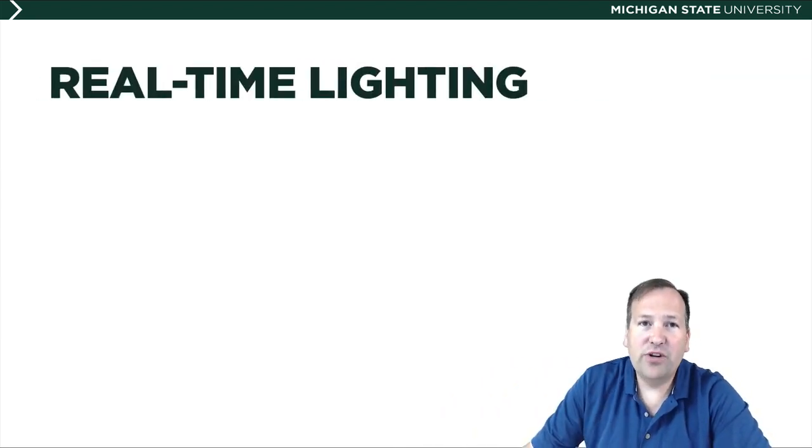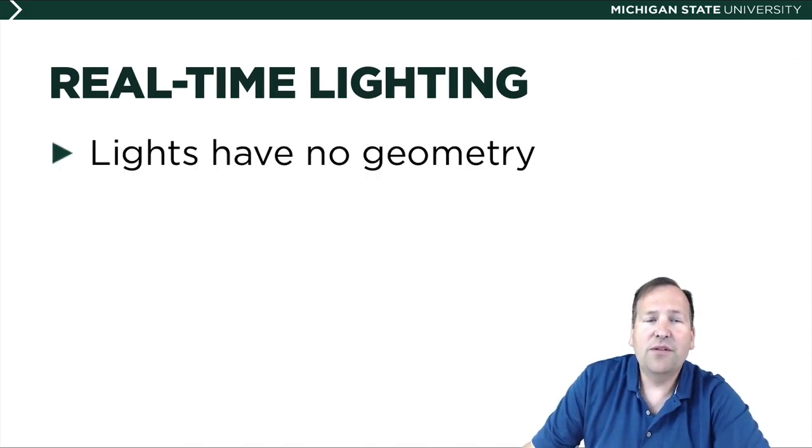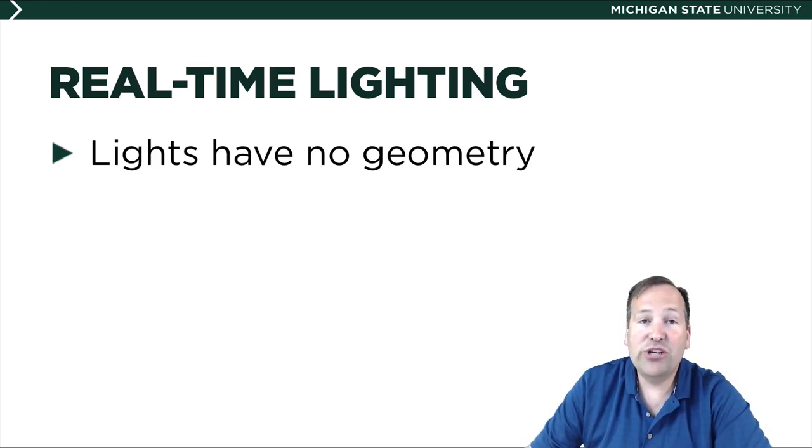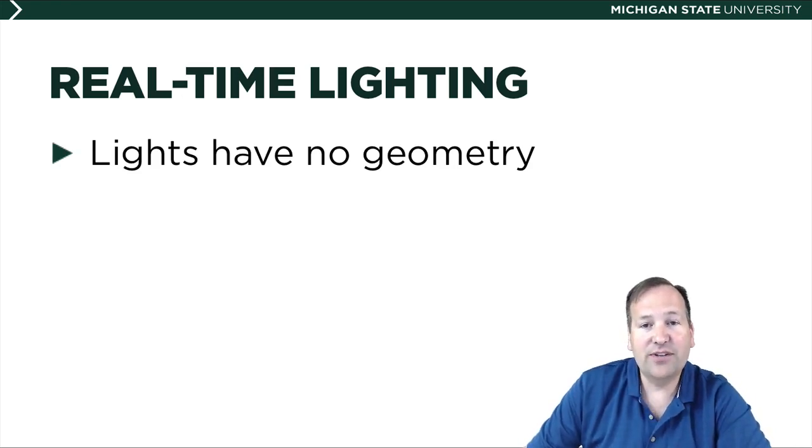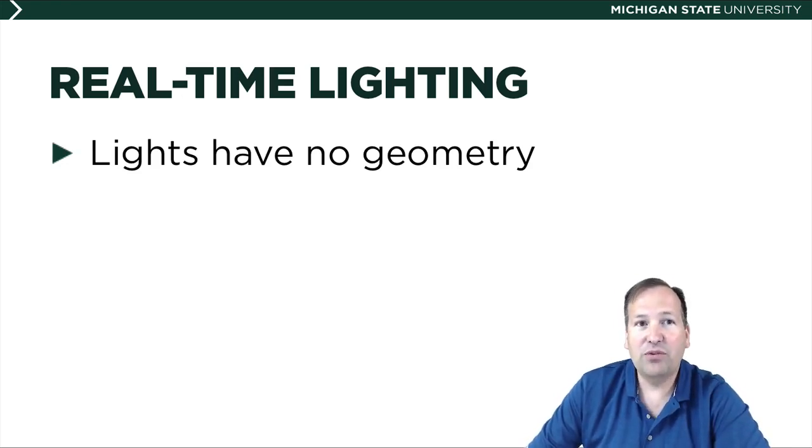There are a few things to realize with real-time lights in game engines such as Unity. The first is that lights have no geometry. We see the result of the light, but we don't see the light itself. If you want to see a light, you'd have to have a 3D model of the light and then put the real-time light inside of it to essentially turn it on.